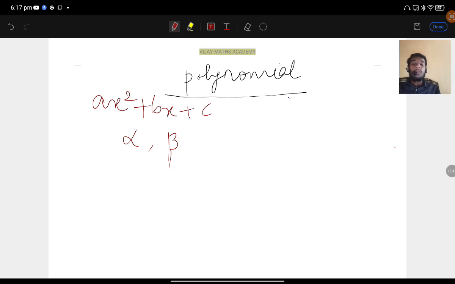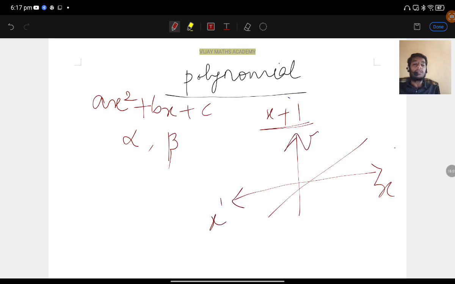Now, one more thing I have to tell: for the linear polynomial x plus 1, the graph will be only linear. This is a linear graph. This is x, this is x dash, this is y, this is y dash. Somewhere you will get one point. This is a linear graph.